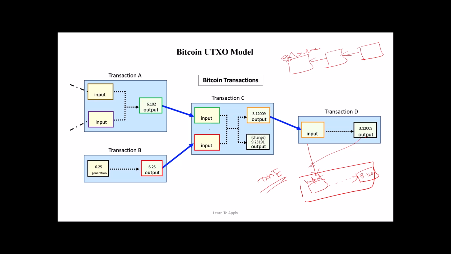Because if you look at this transaction, C is using input from transaction A as well as from transaction B. Transaction A and transaction B are being utilized by transaction C. Transaction C's outputs are being utilized by transaction D, right? So this way we have a chain of transactions.